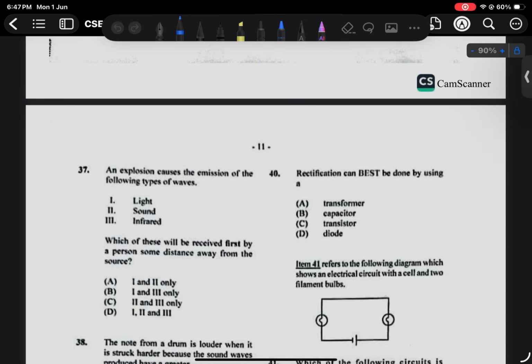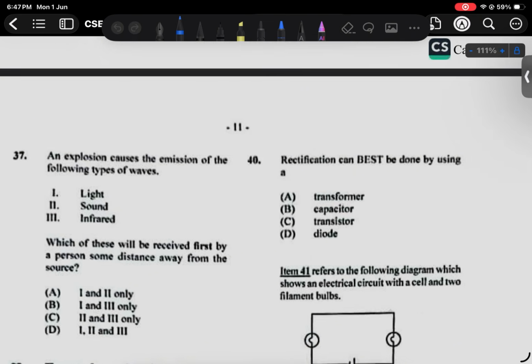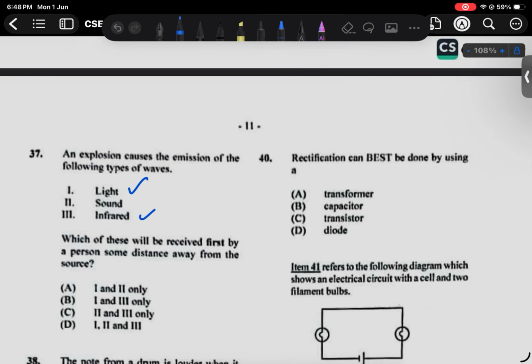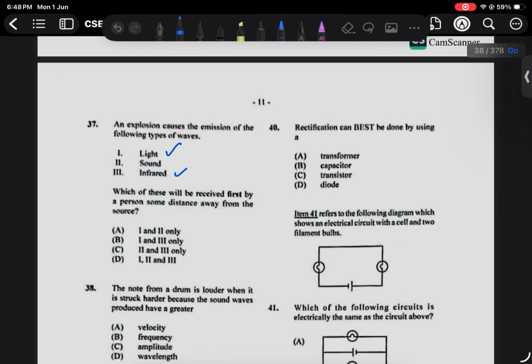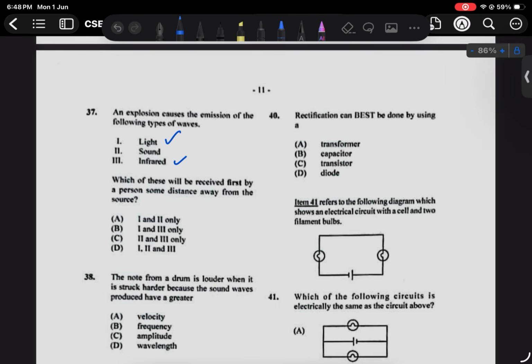Item 37. An explosion causes the emission of the following types of waves. Which of these will be received first by a person some distance away from the source? You know that light and infrared waves have the same speed, so they'll hit the person at the same time. Sound waves, however, won't have the same speed, so it's 1 and 3.